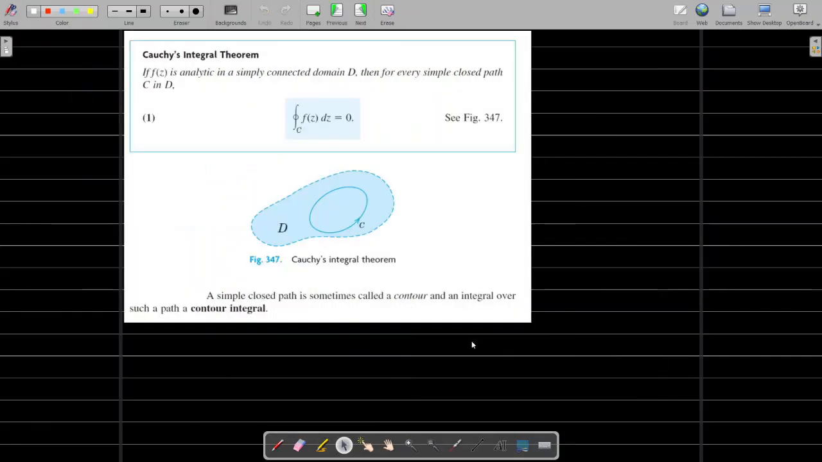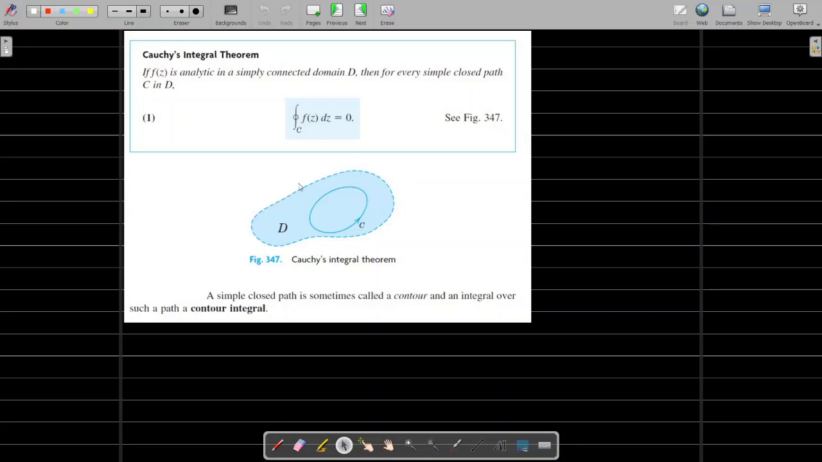Now we will discuss Cauchy's integral theorem. The statement is like this: if f(z) is analytic in a simply connected domain D, then for every simple closed path C in D, the integral over C of f(z) dz is equal to 0.